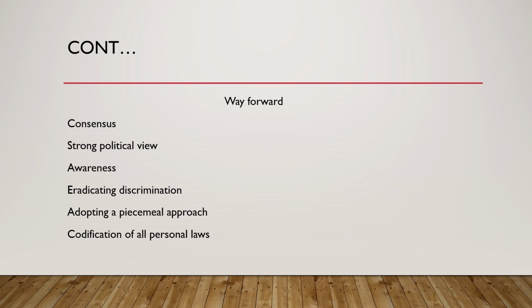Then one important thing is about adopting a piecemeal approach. The goal of the UCC should ideally be reached in a piecemeal manner, like the recent amendment on the age of marriage. This could also pave the way for internal reform and change within the religious dispensation. First, it should not be very abrupt.